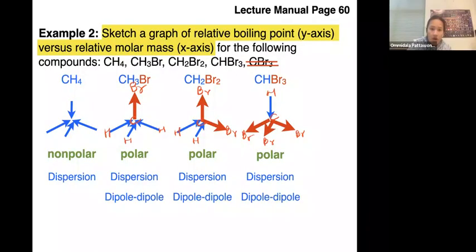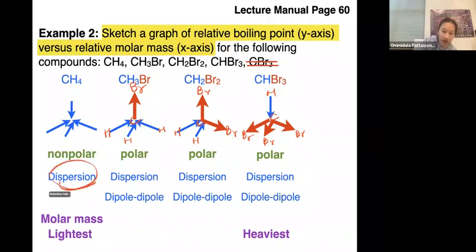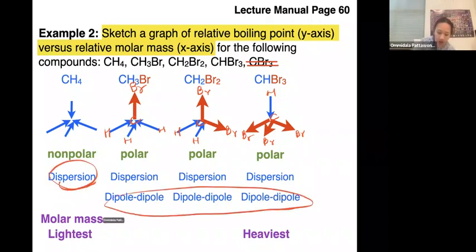Okay, so the next thing we're going to take a look at is, well, we know for sure that the dispersion is the weakest, right? This is the strongest. So in this case, we know this is going to have the lowest boiling point, because it has only one type of IMF, and it's the weakest IMF as well. Now with these three, you end up with the same dipole. All of these are the same.